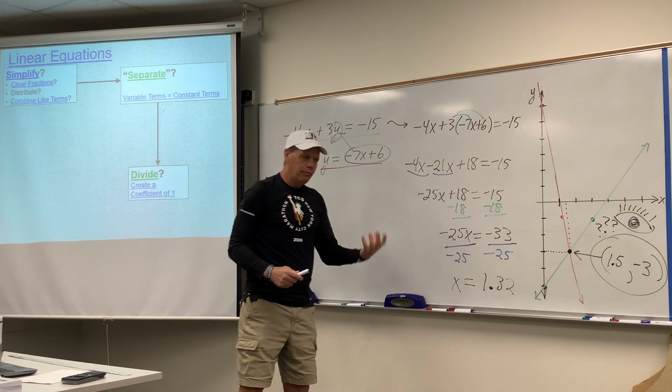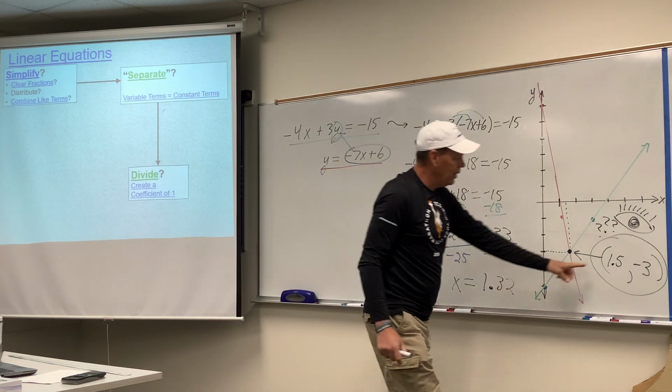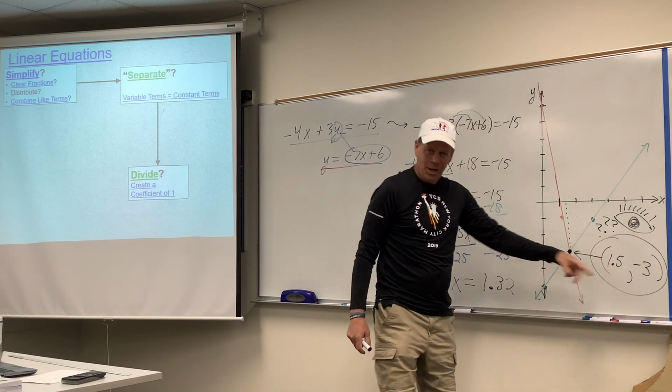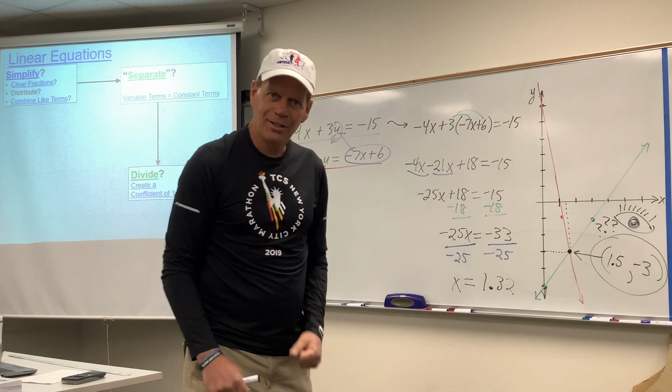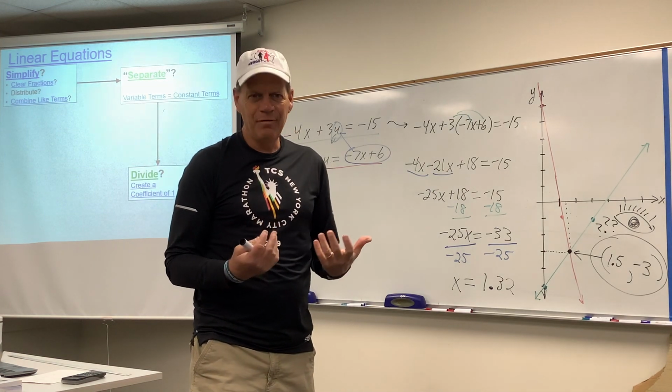The exact value of x in that ordered pair is 1.32. You guys guessed 1.5. You need to get your eyes checked. Ha ha, I'm being facetious.